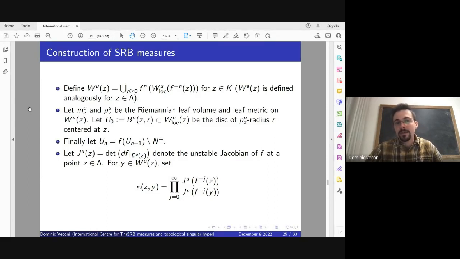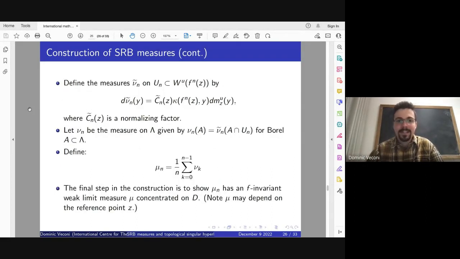And we denote by JU the determinant of the differential, in other words, the unstable Jacobian at different points z. It has to be the unstable Jacobian because we care about the expansion for this to work. And for each y in WU, we consider the infinite product of the ratio of the Jacobians at different backwards iterates, where this function is defined. That kappa, this infinite product of the ratio of expansions, forms the density that we're going to use to define our SRB measures.